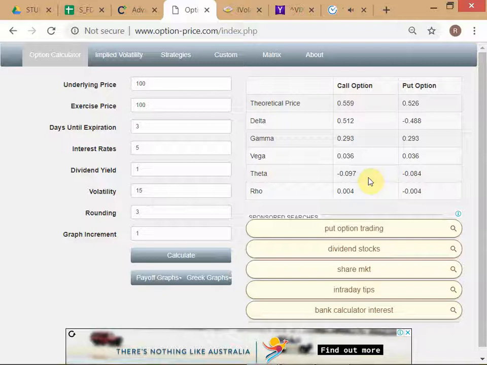Come here, quickly. Okay, so what have we learned? We've learned that long option positions have negative theta. So whenever you go long options, you have to be worried about how much you are losing per day due to the theta.